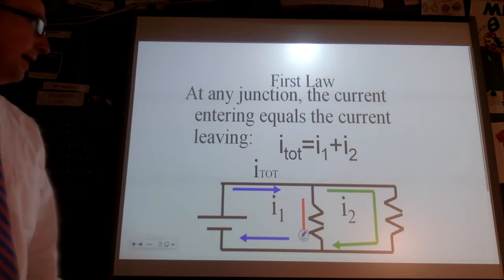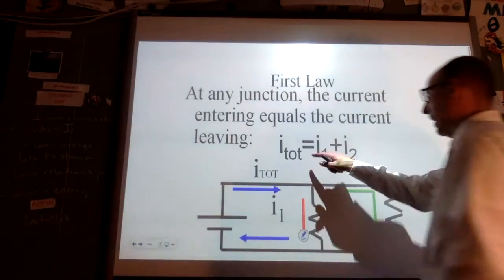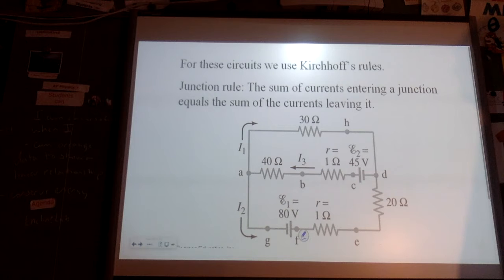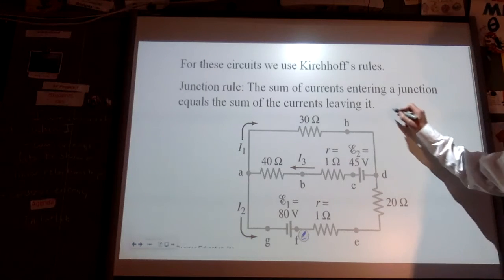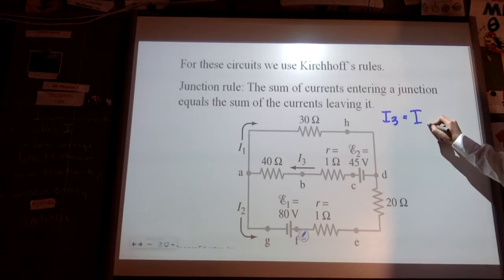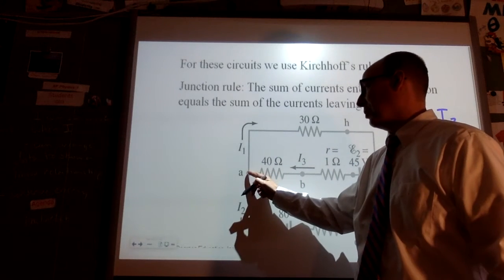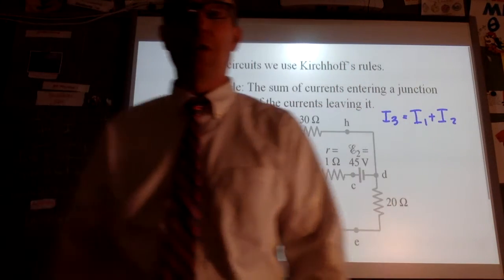All right, so at any junction, all of our current is accounted for. So our I total equals I1 plus I2. The sum of the currents entering a junction equals the amount going out. So in this case, I3 equals I1 plus I2. I3 is entering the junction A. Some goes up, some goes down. Those two together have to be equal to the original one.